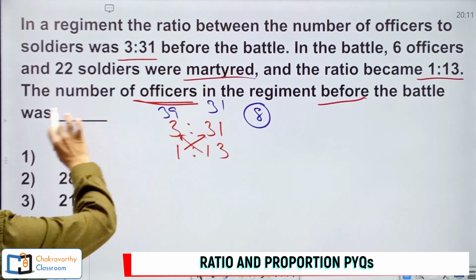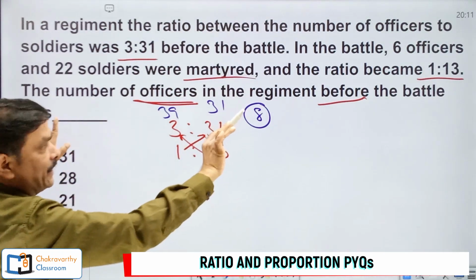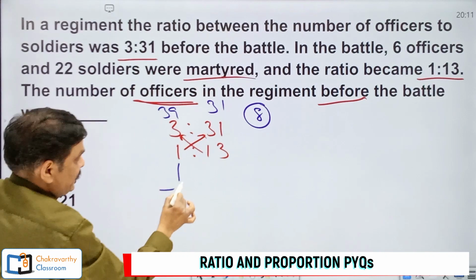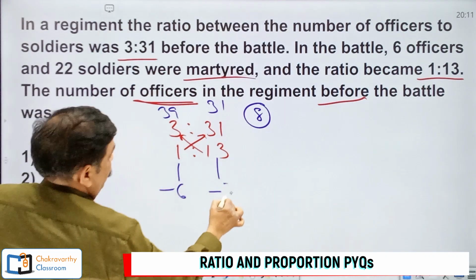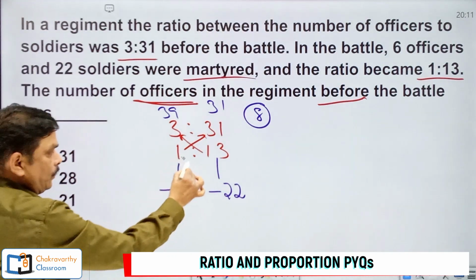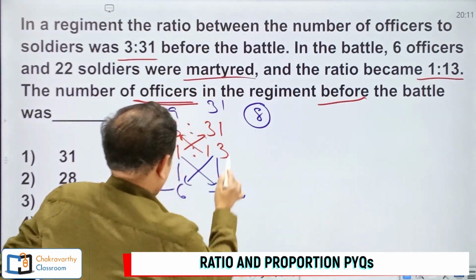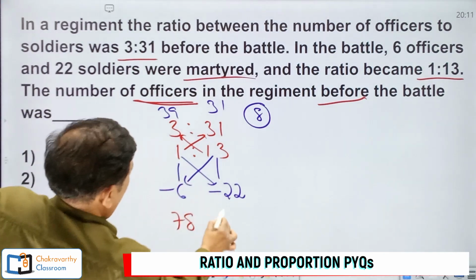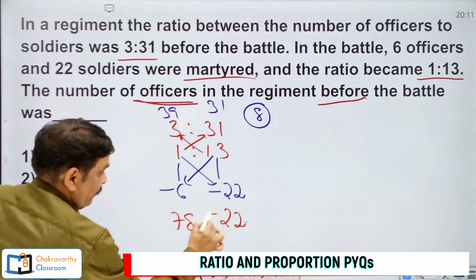Very simple one. 6 officers and 22 soldiers were martyred. Now you see, both the cases are minus. So here I'm writing minus 6 officers. Now here minus, how much have they been? 22. Minus 22. Simple. Okay, now go for the cross multiplication again, students. This is 13 times 6 is 78. Now this is 22 into 1, this is 22. Okay, but both values are minus.